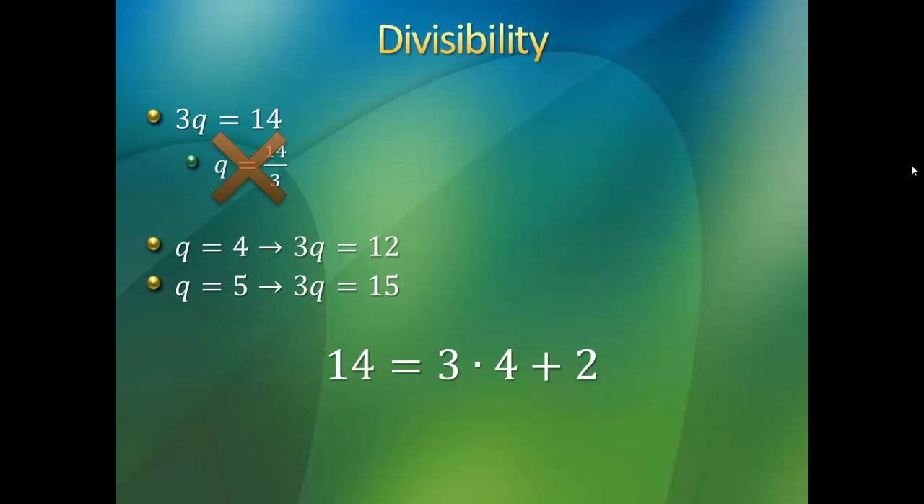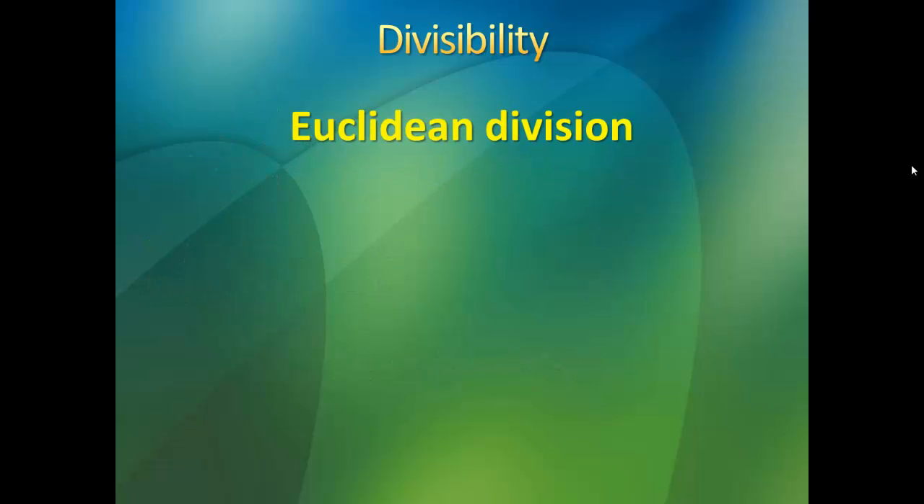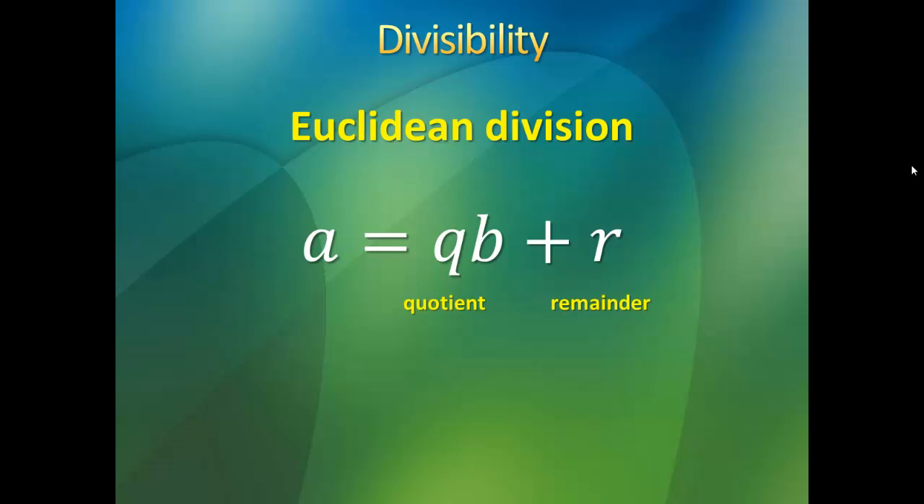This is called Euclidean division, and it's true for any integers a and b, as long as b isn't 0. We can always represent a in the form q times b plus r, where r is non-negative and less than b. We call q the quotient and r the remainder. So, with this in mind, we can say that b divides a if and only if the remainder is 0.